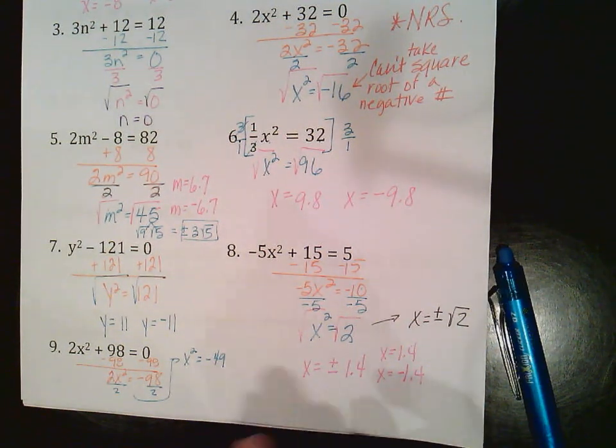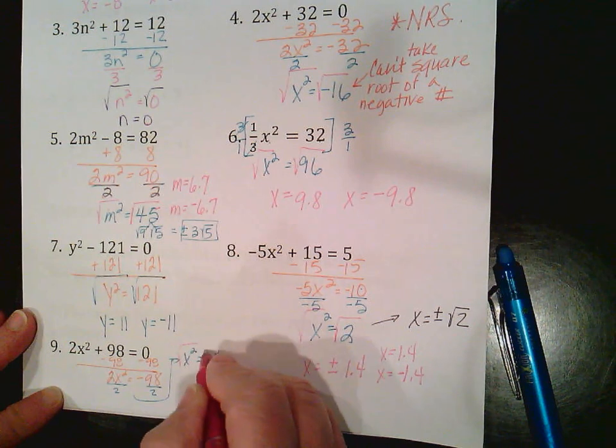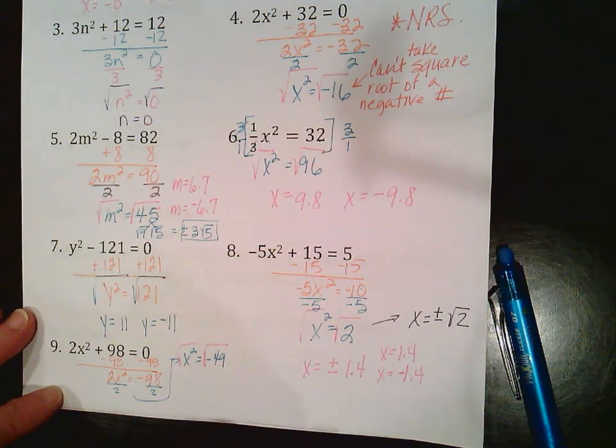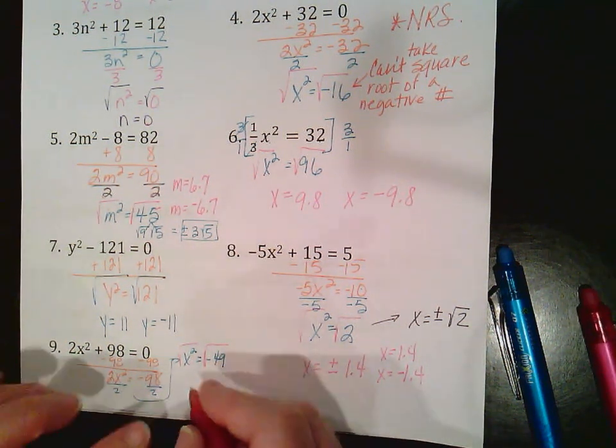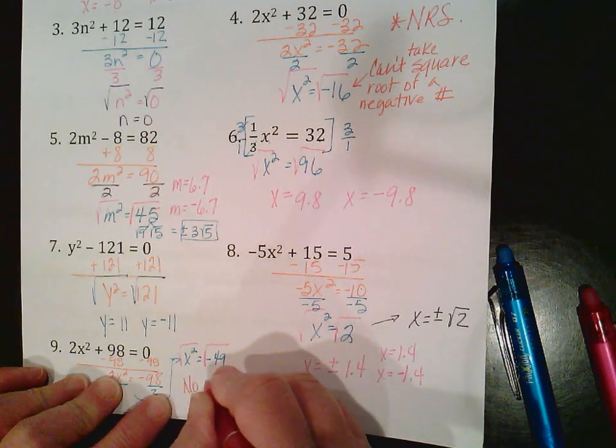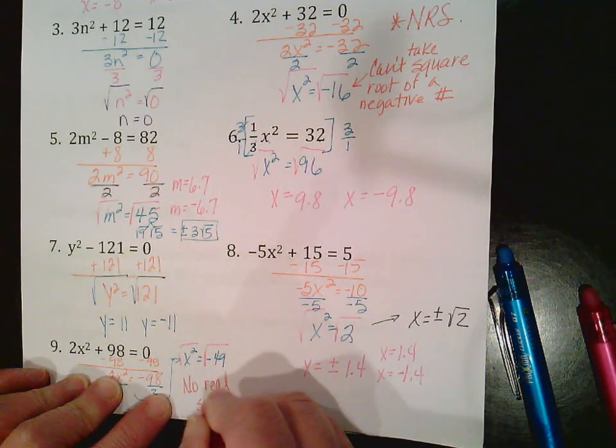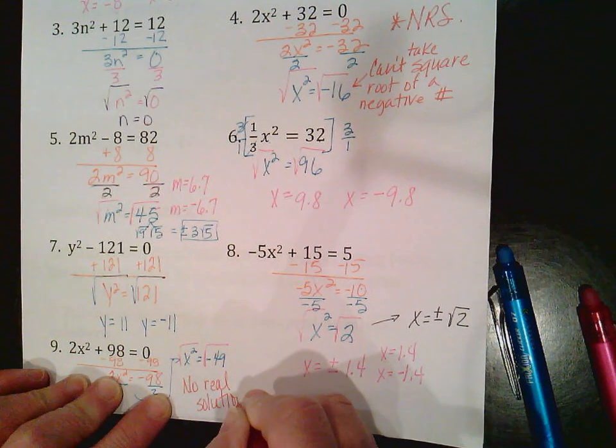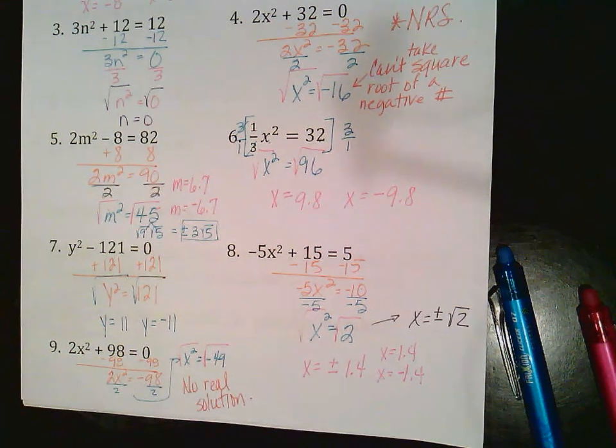And then you want to take the square root of both sides. But the problem is, I can't take the square root of a negative number. So remember, if you can't take the square root of a negative number, your answer is no real solution, or NRS. And that concludes our solving quadratic functions for today.